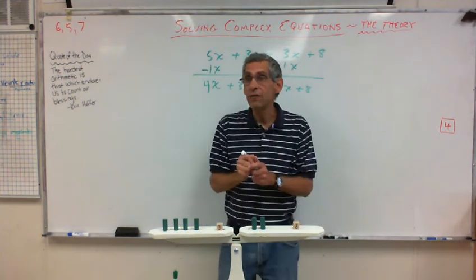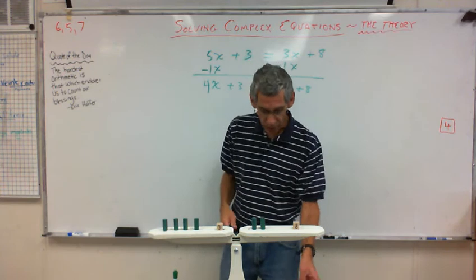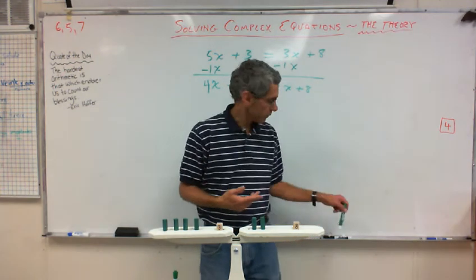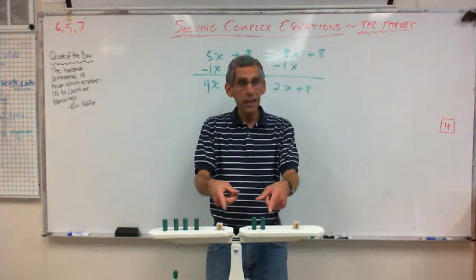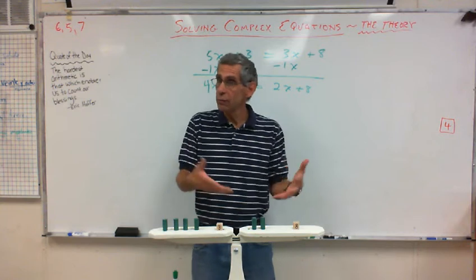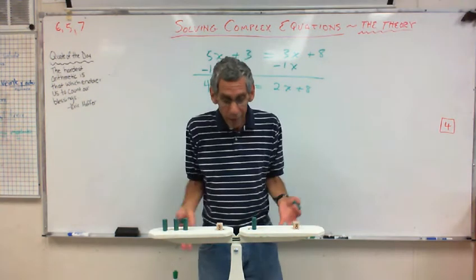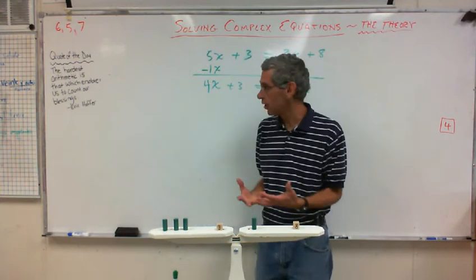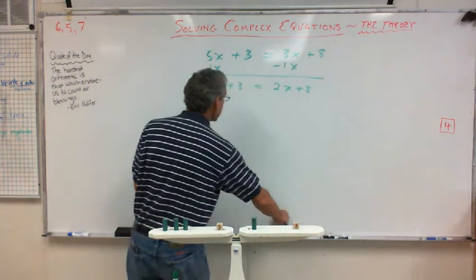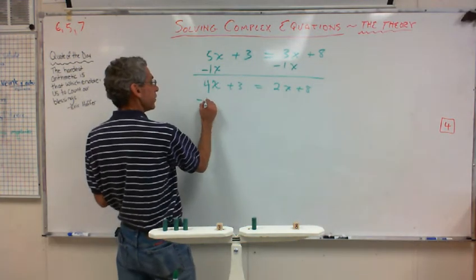Oh, wow, I simplified it. But I'm not done yet because I notice that I still have an x over here and an x over here. I could remove an x again, right? Yeah. So here we go. Oh my gosh, it's still in balance. This is a miracle. So really, what I did is I just took away another x, right?